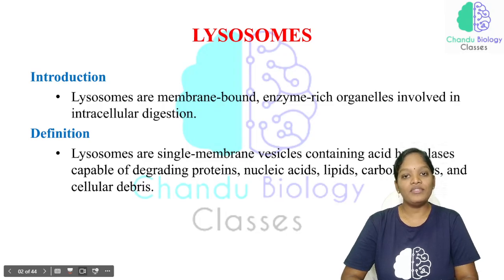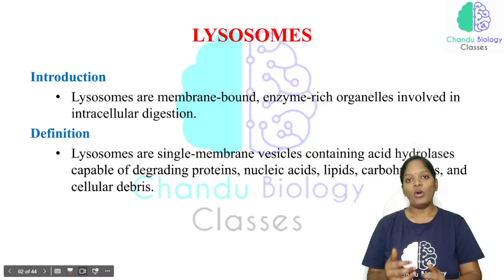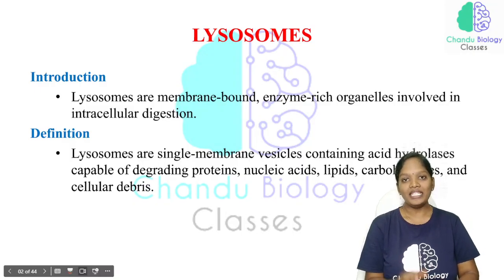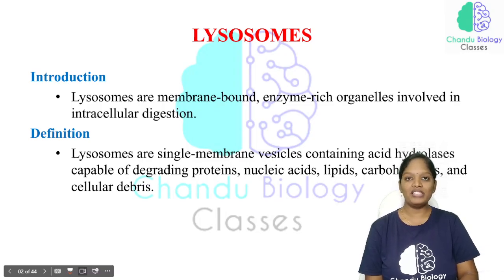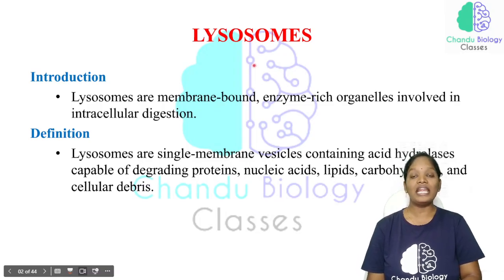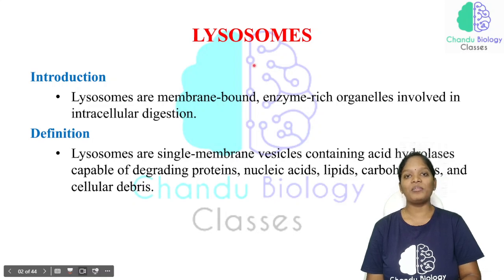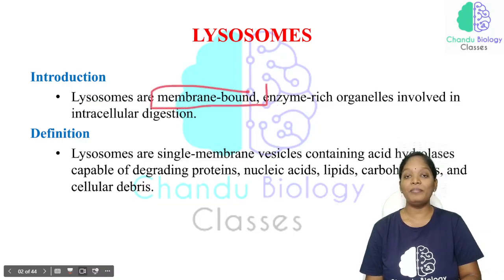We discussed the definition of the endomembrane system and which organelles come under it, and we studied that mitochondria and ribosomes do not come under the endomembrane system. Lysosomes come under the endomembrane system. Lysosomes are membrane bound. You should know that.